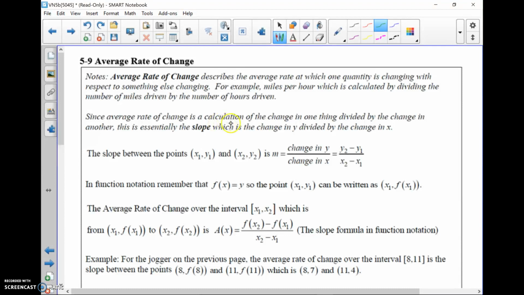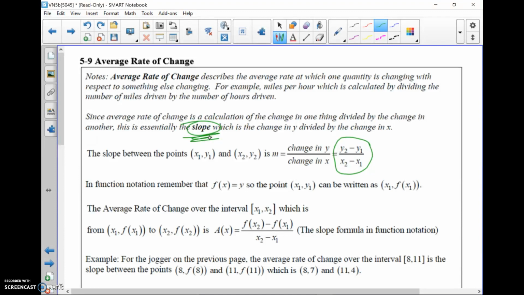Since average rate of change is a calculation of change in one thing relative to another, that's essentially what slope is, because slope is change in y over change in x, rise over run, and our slope formula, which we're very familiar with, y2 minus y1 over x2 minus x1. So that is the average rate of change. Average rate of change is slope, and that's probably the most important thing you can take away from this. If you ever see anything asking about the rate of change or average rate of change, it's just asking you to do the slope.